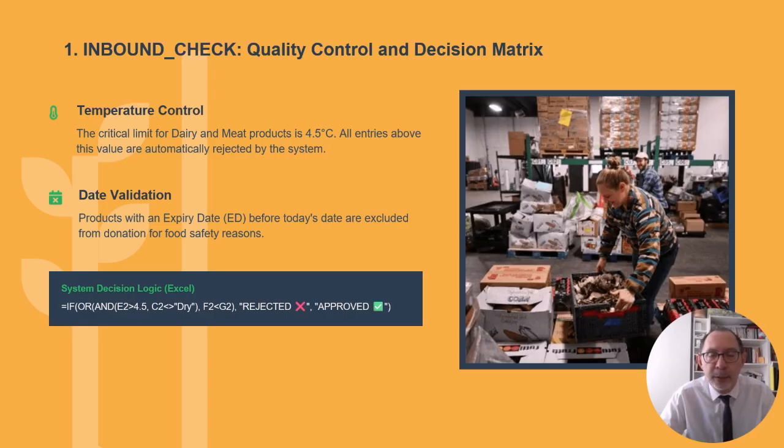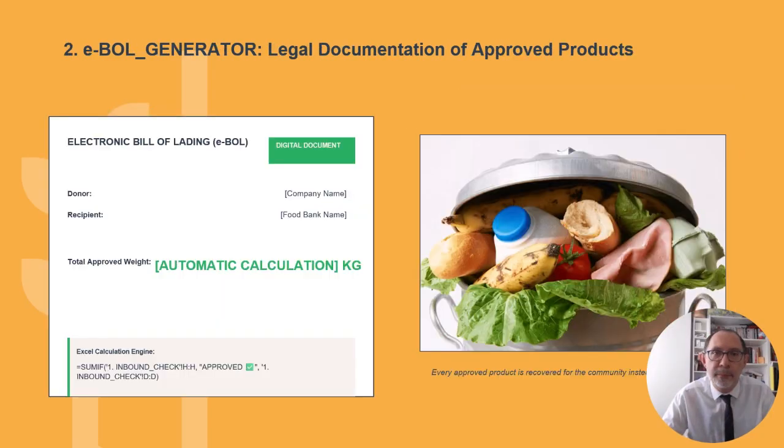Now that we have secured the quality, we need to secure the legality of the donation. Once the product is approved, we move to the e-bill generator to create the necessary legal documentation. This step automatically pulls the total weight of all approved items from the previous quality check.